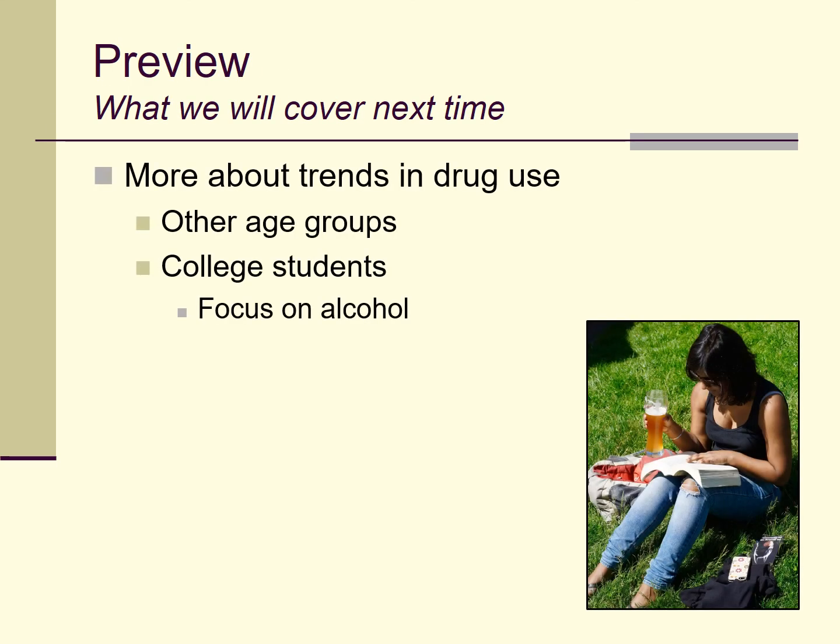As a preview, in the next lecture, we're just going to do more of the same. I'm going to talk about more trends in drug use, not just focusing on young people, but also focusing on other age groups, including college students, and there even more so focusing on alcohol. You probably don't need me to tell you this, but alcohol use is fairly common among college students, and so a lot of research, unsurprisingly, has been done to look at how those rates of alcohol use have changed over time among college students and what variables could be offered as potential explanations for those changes in use. So next time will be more of the same, but I hope it will be interesting for you. I think it will probably be.